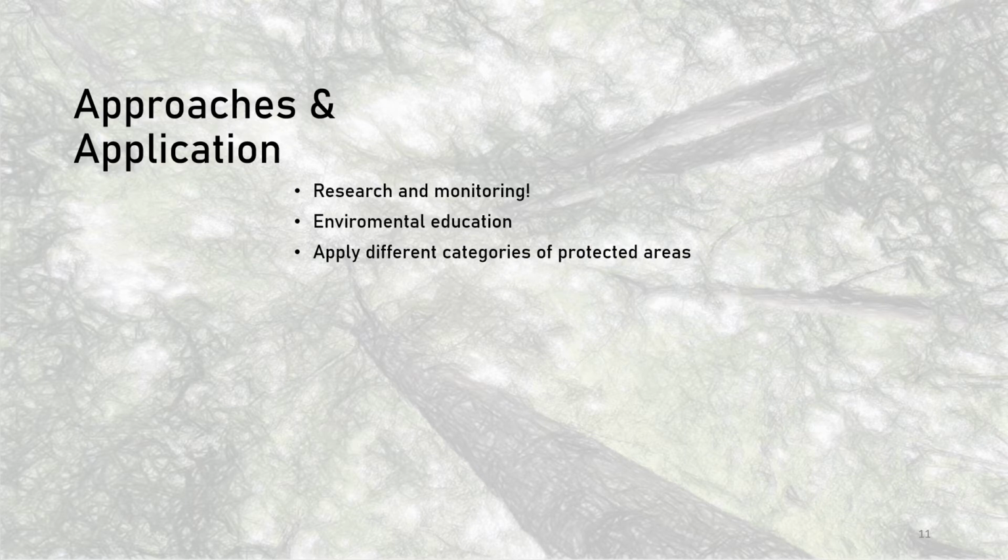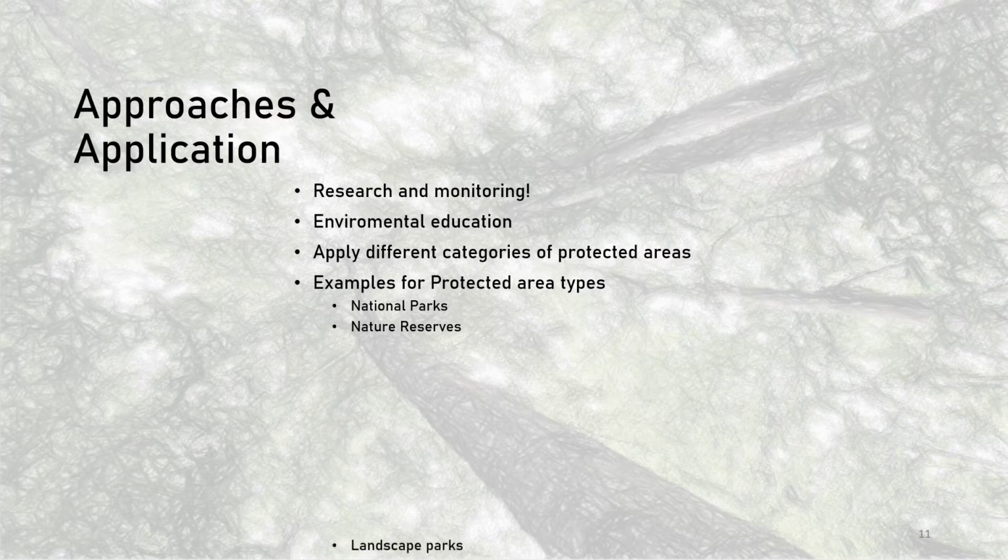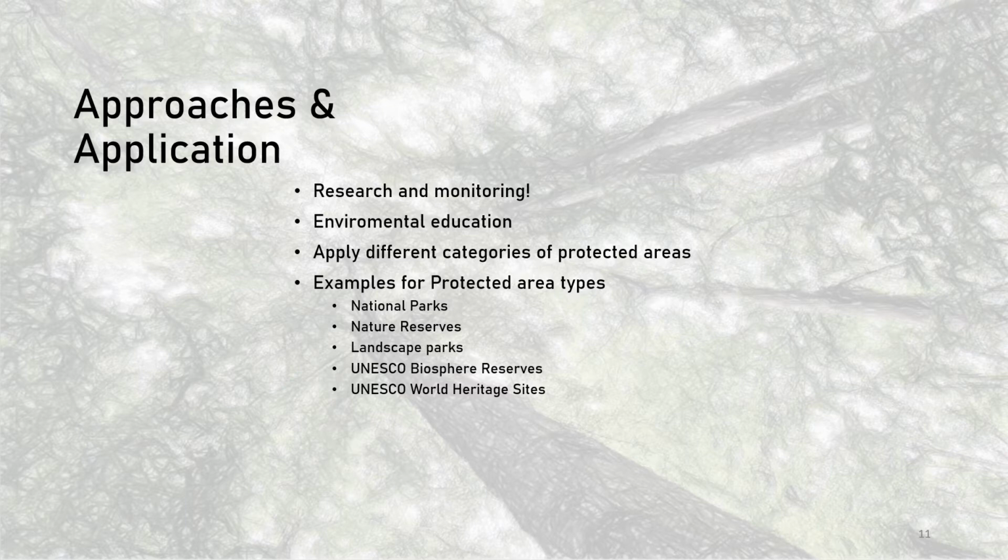It is therefore important to apply different categories of protected areas. Some of them exclude humans from the land use, and some bolster humans to use the land in a sustainable way. To name some of these area types, there are national parks, nature reserves, landscape parks, UNESCO biosphere reserves, or for example World Heritage Sites, and many, many more.